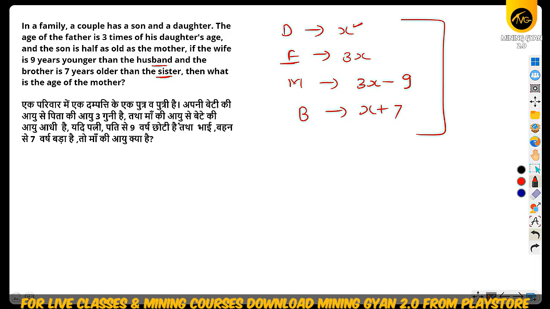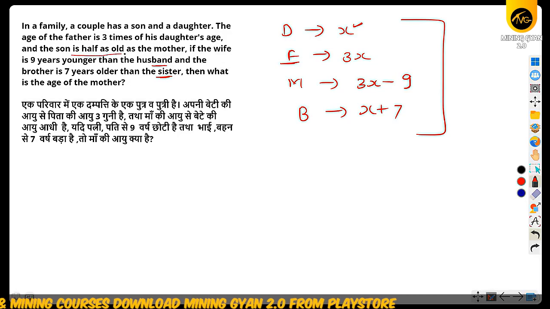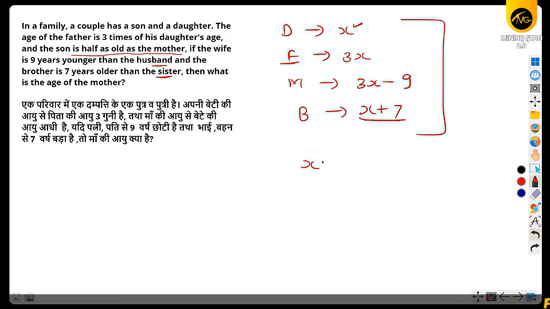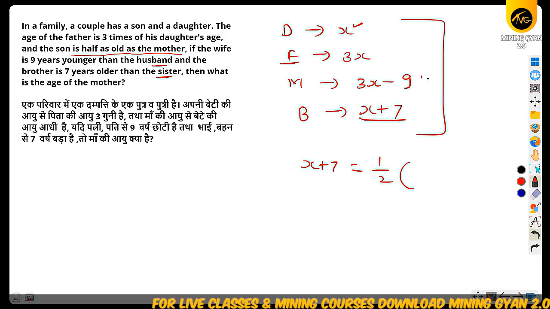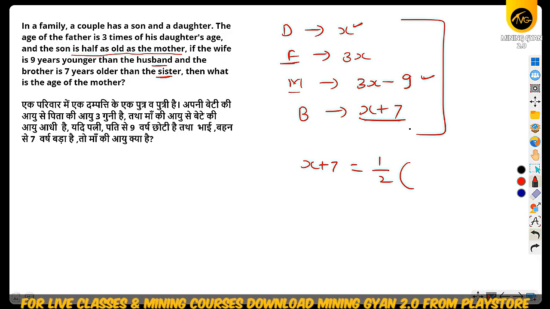Now what is the logic behind this? The logical portion is that the son is half as old as the mother. So the son's age, x plus 7, is half of the age of the mother. Half means 1 divided by 2, and the expression for the mother's age is 3x minus 9. So that's why 3x minus 9.